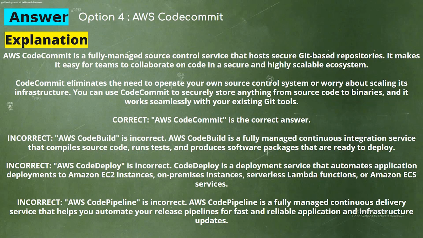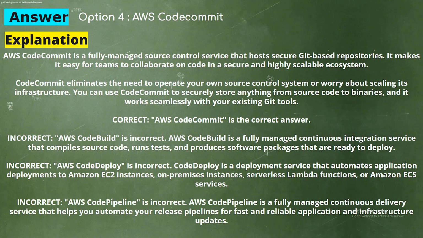AWS CodeBuild is a fully managed continuous integration service that compiles source code, runs tests, and produces software packages that are ready to deploy. Incorrect. AWS CodeDeploy is incorrect. CodeDeploy is a deployment service that automates application deployments to Amazon EC2 instances, on-premises instances, serverless Lambda functions, or Amazon ECS services. Incorrect. AWS CodePipeline is incorrect.